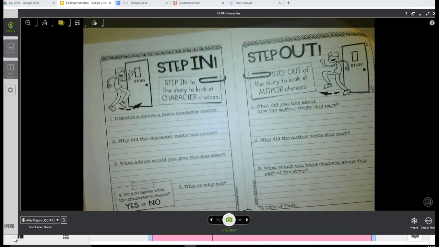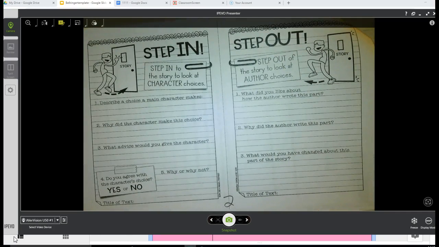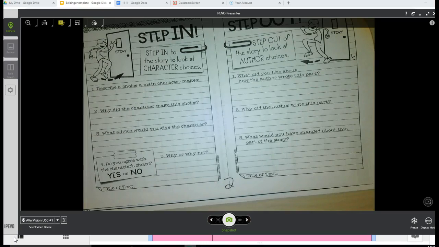The last thing that you're going to be doing with this today is Step In and Step Out. One side of it is called Step In, where you're really looking at the choices that the character made. You're picking a choice that the character made, and you're describing that. You're going to answer why you think the character made this particular choice and what advice you would give the character. Do you agree with the character's choice? Why or why not? Where it says title of the text, you don't need to fill that in.